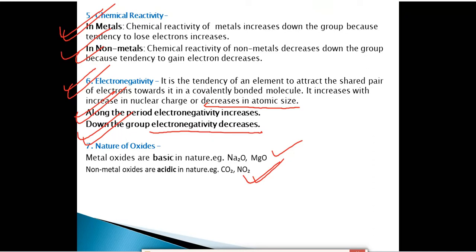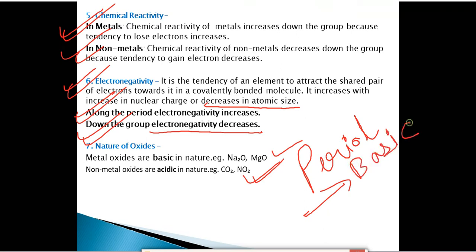If you move in a period, what will happen? The basic character of the oxides of the elements will decrease, means the basic character of the oxides will decrease and the acidic character will increase. Basic character will decrease and the acidic character of the oxides will increase along a period. But going down in a group, what happens? The order is reversed and the basic character of the oxides will increase and acidic character will decrease.